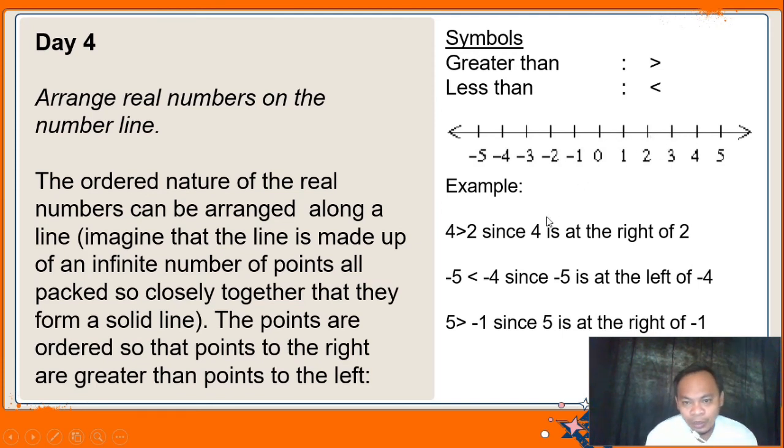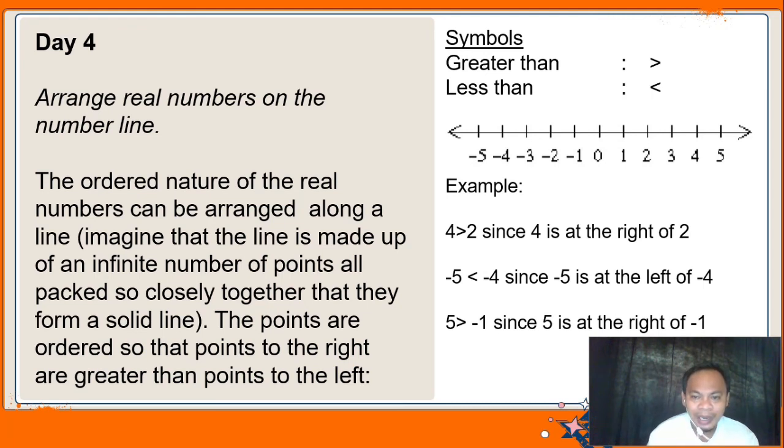Okay, so next we have negative 5 and negative 4. Since negative 5 is at the left of negative 4, ito po sa negative 5, di ba? Nasa left side po siya ni negative 4. So it means negative 5 is less than negative 4.